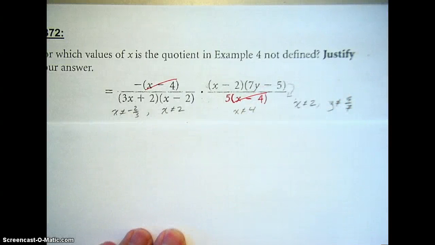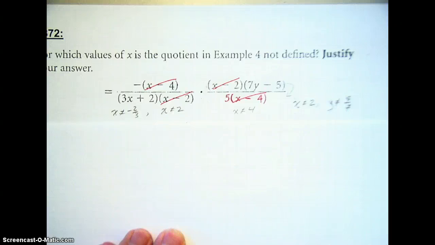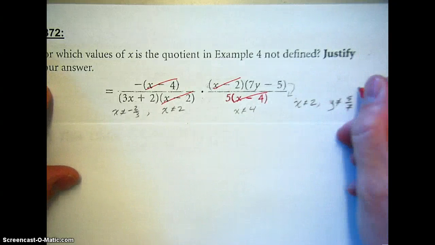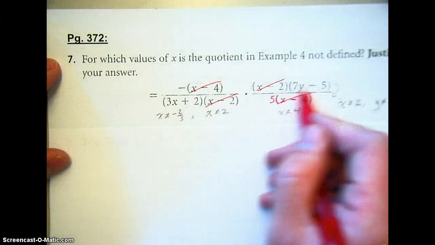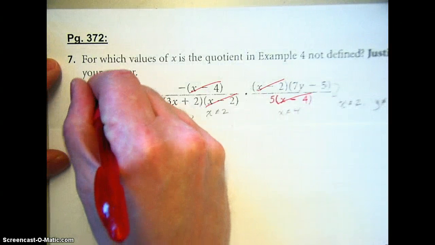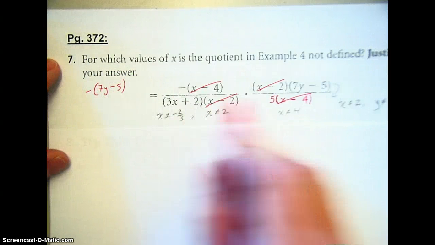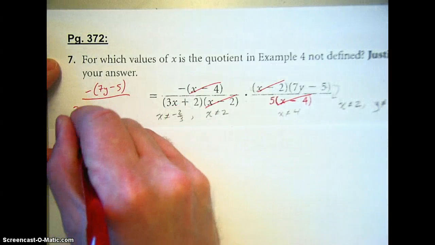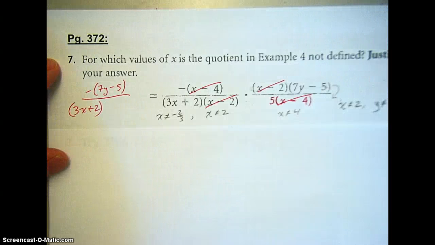Okay, these are going to cancel. Right? These are canceling. Anything else canceling? No? All right. So on top we're left with, you know what, I'm going to write it over here. Negative times 7y minus 5. And we get 3x plus 2. Anything else?